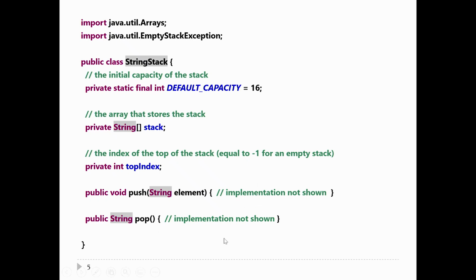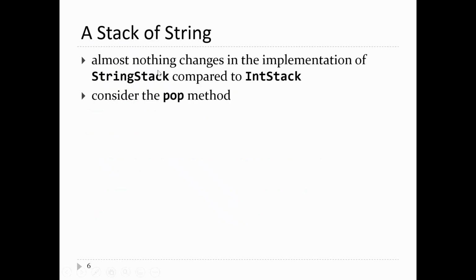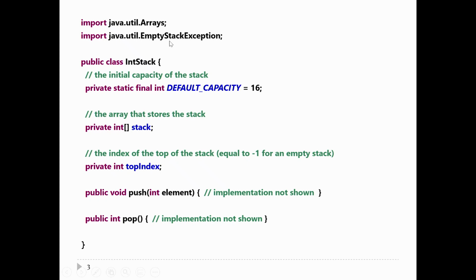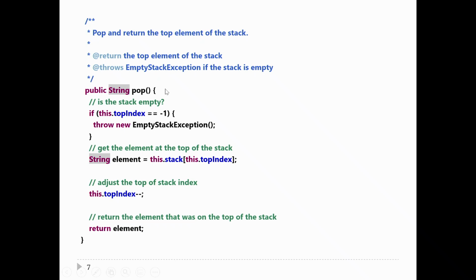Furthermore, if you go in and look at the implementation of all the methods, almost nothing changes in the methods either. We're going to look at the pop method to see exactly what happens when you implement a stack of strings. It looks like you can just copy the int stack class and then make a small number of changes to get a stack of strings. If you look at the pop method, you can in fact confirm that that's the case. The only two lines that change are the method header, so it now returns a string, and then when you get the element from the stack to return it, that now changes to string.